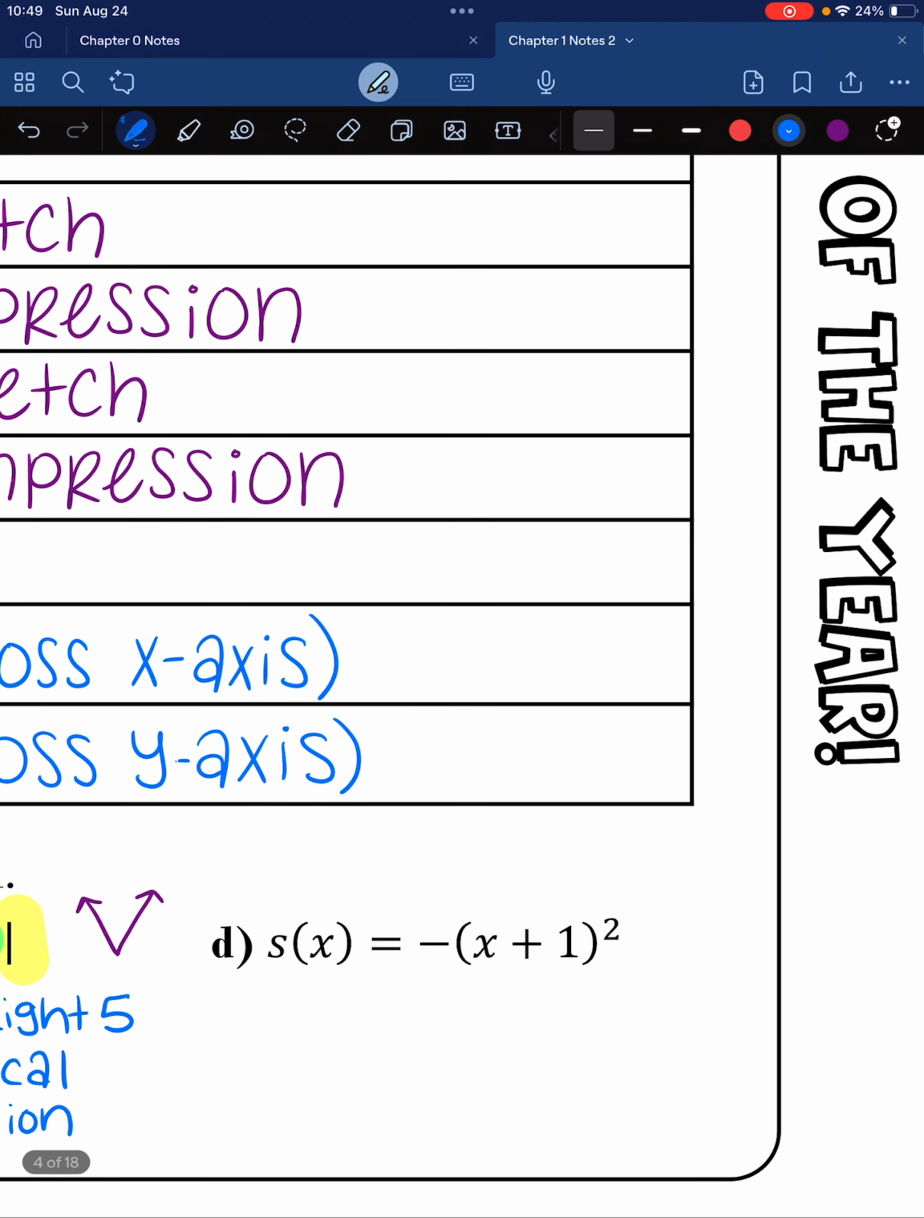And our very last problem. Woo! Okay, I see an x, I see a squared. That tells me what it looks like. It belongs to the quadratic family.